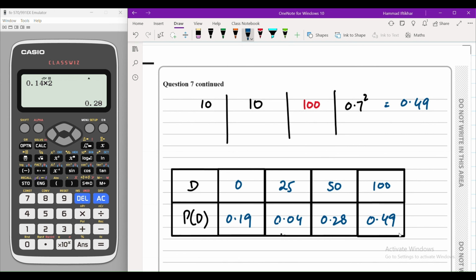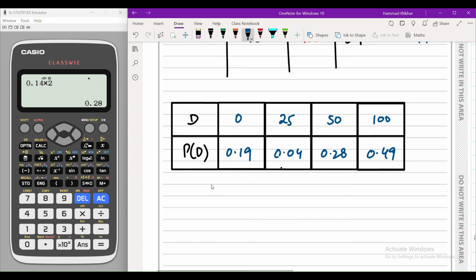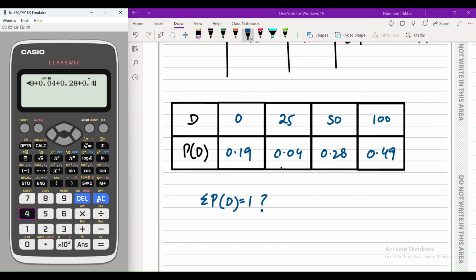Since this is a probability distribution table, the sum of all the probabilities should come out to 1. So we need to check this. 0.19 plus 0.04 plus 0.28 plus 0.49, that is 1. So that means this is a valid probability distribution table.